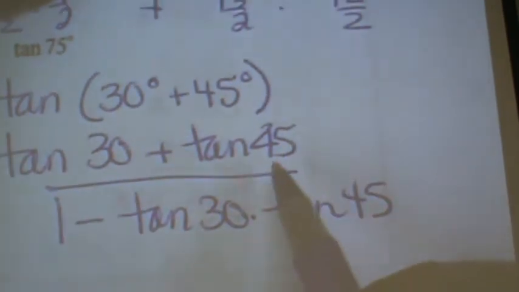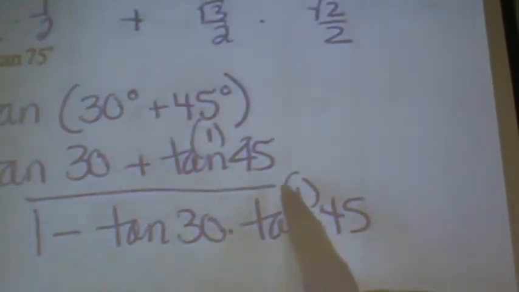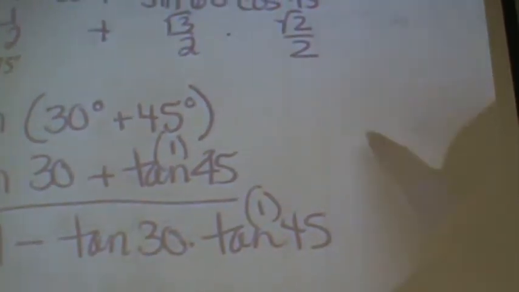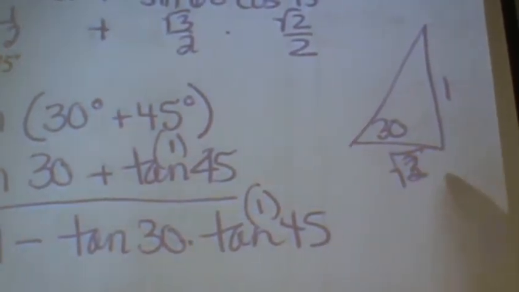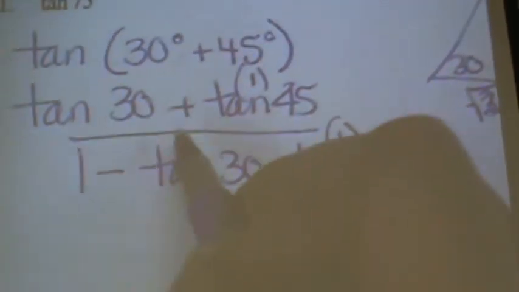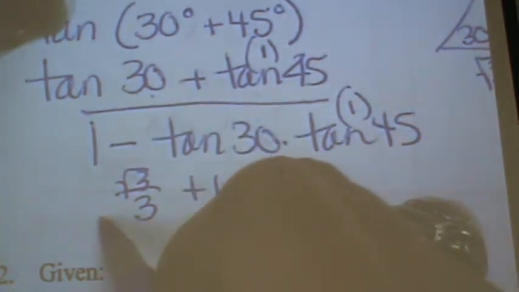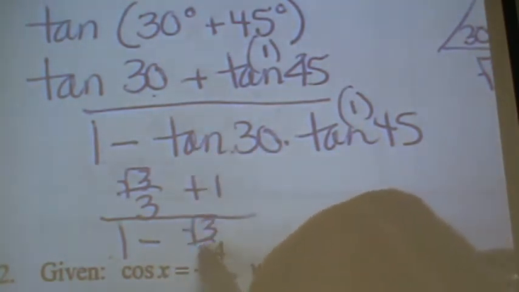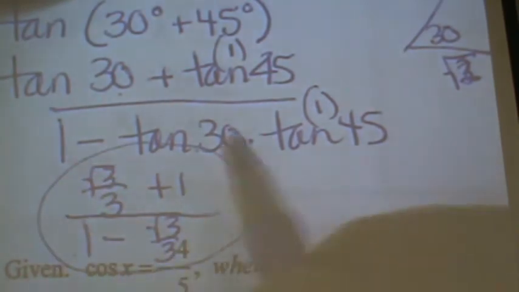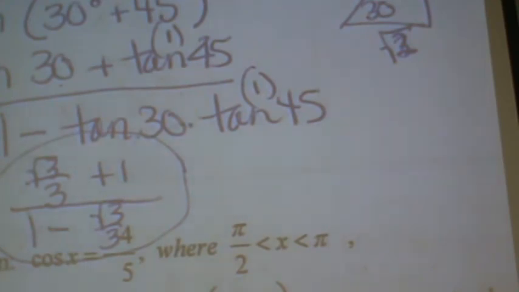Well, tangent of 45 is 1. This is equal to 1, and this is equal to 1. This is a 45-degree angle, 1, 1. What about a 30 degree? Here's 30. This is 1, and this is root 3. So you could write it as 1 over root 3, or you could rationalize it. This is going to be root 3 over 3 plus 1 over 1 minus root 3 over 3 times 1. Now, that's not simplified yet. So I need a separate sheet of paper for me. I'm going to have to give you more room. So this is what you have.